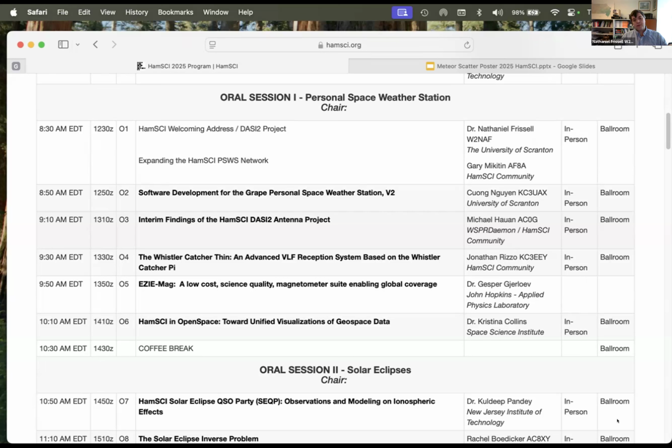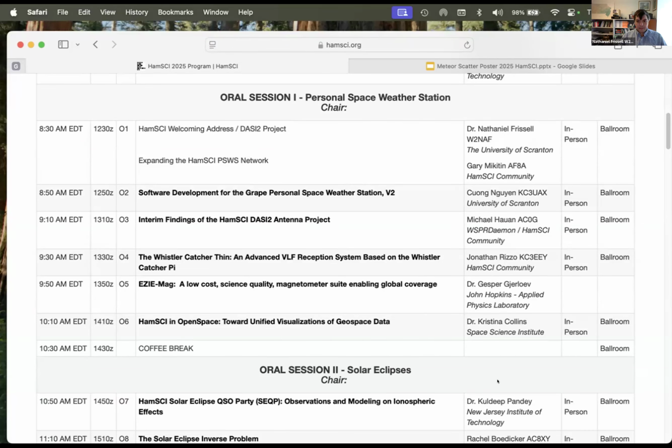Then we're going to hear from Michael Howen and the DAISY 2 antenna project. They're going to talk about different antennas that we have considered for the HF portion of the DAISY 2 project. Actually, Gary, maybe you can talk to Michael and add in the words MF and HF to that antenna project, because it's specifically focused on that. Because after that, we'll hear from Jonathan Rizzo, who's working on the VLF portion of the personal space weather station project.